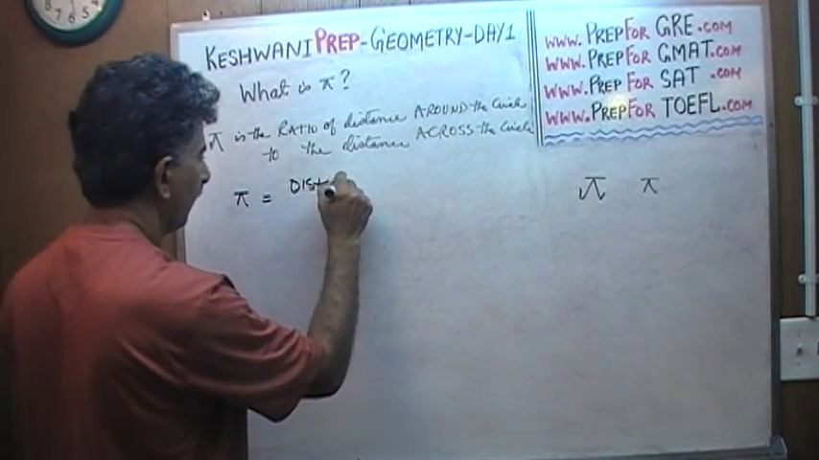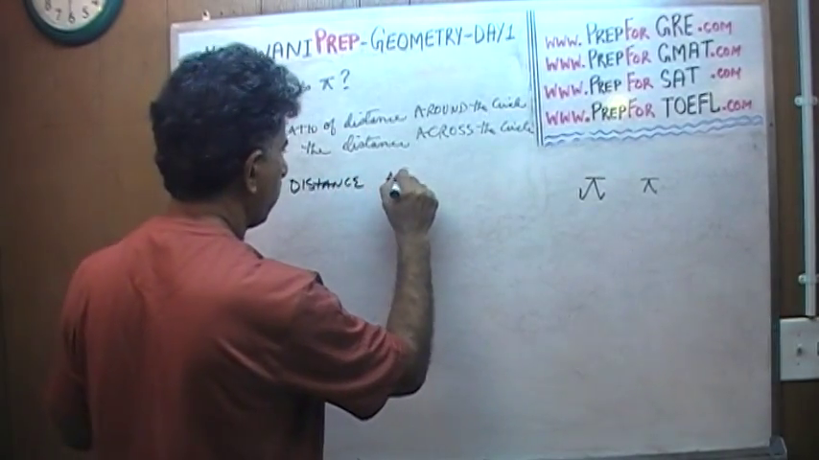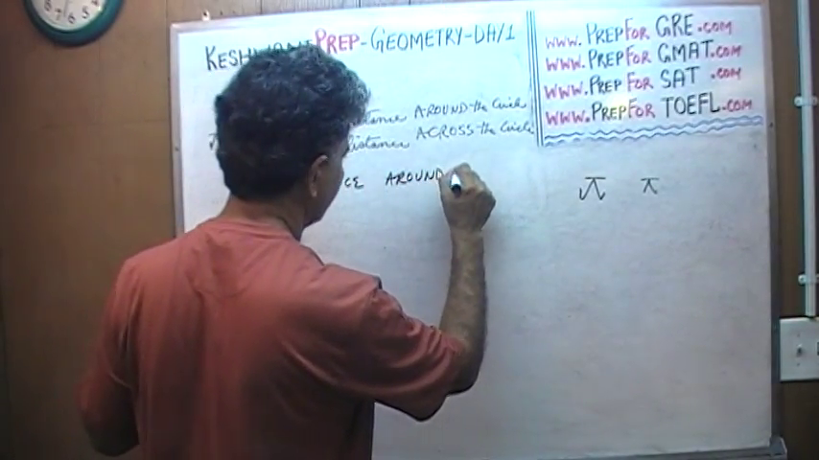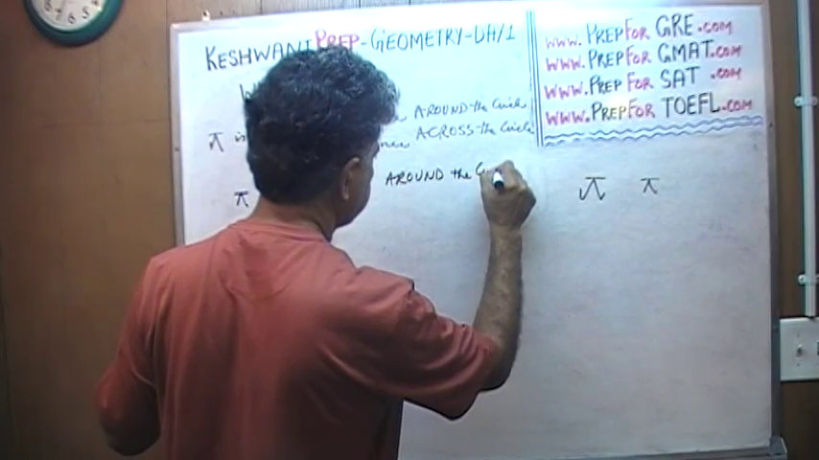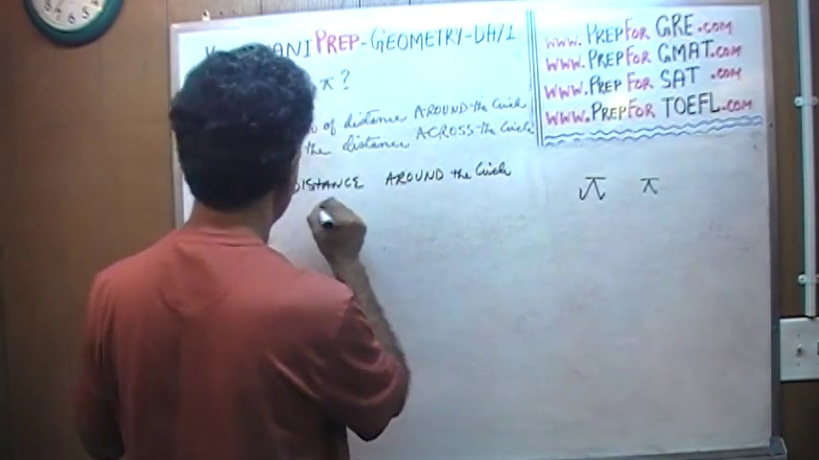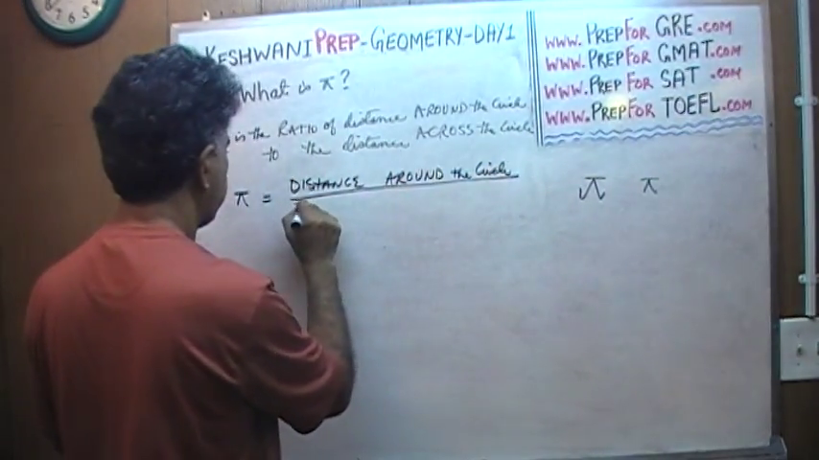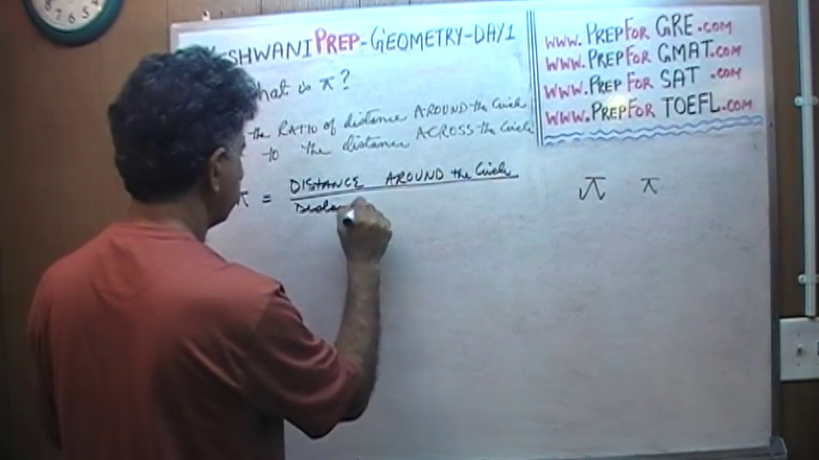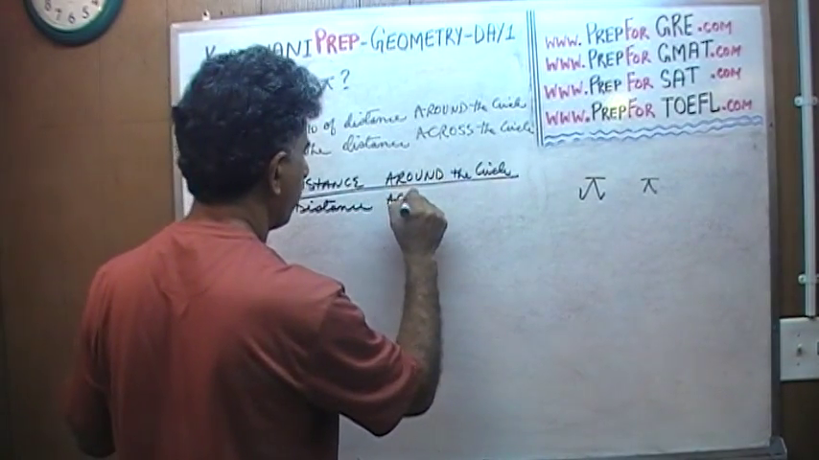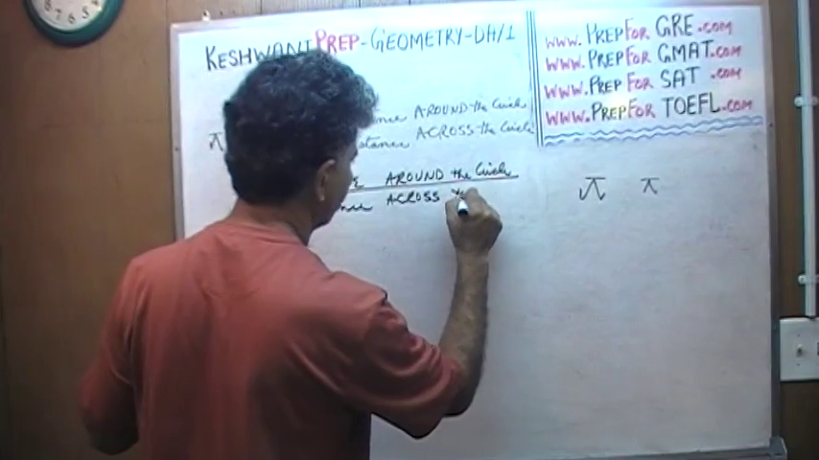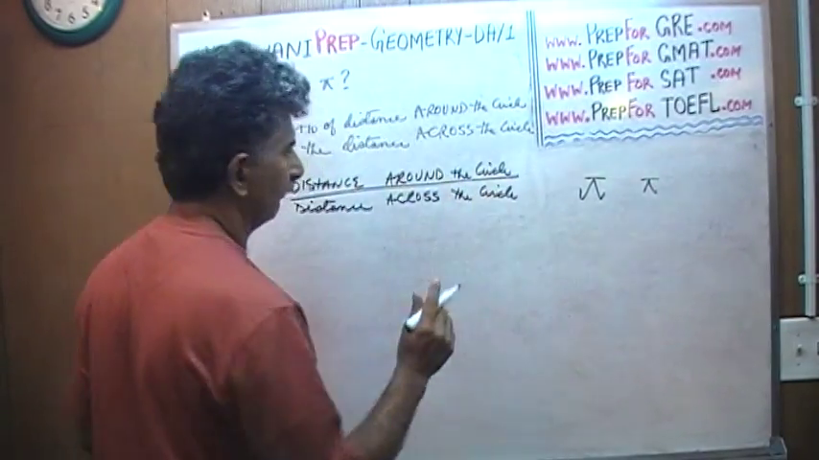Distance around the circle to distance across the circle. It's a very simple concept.